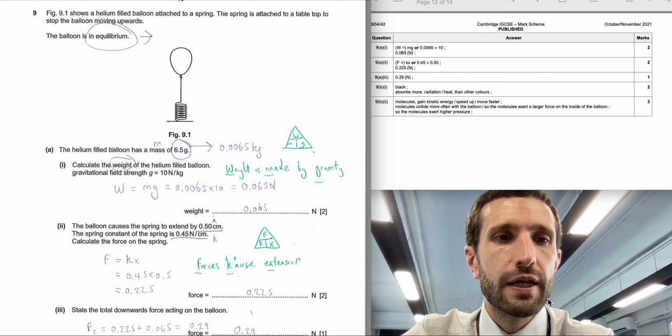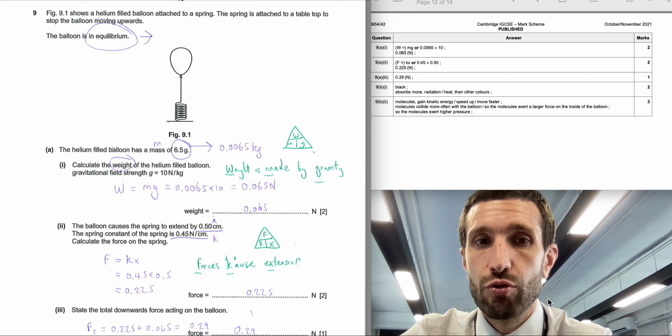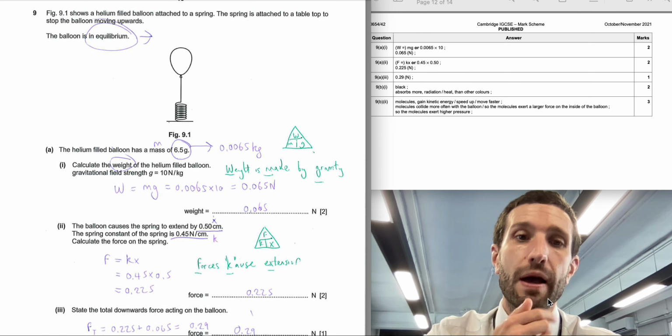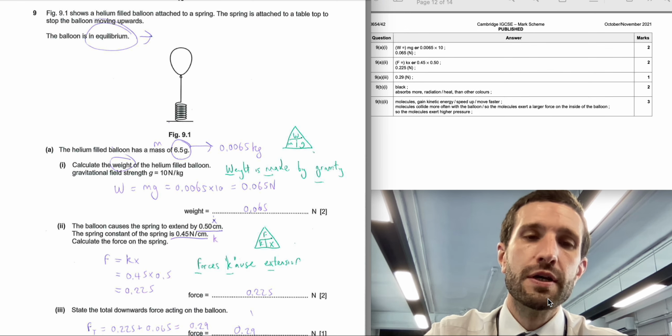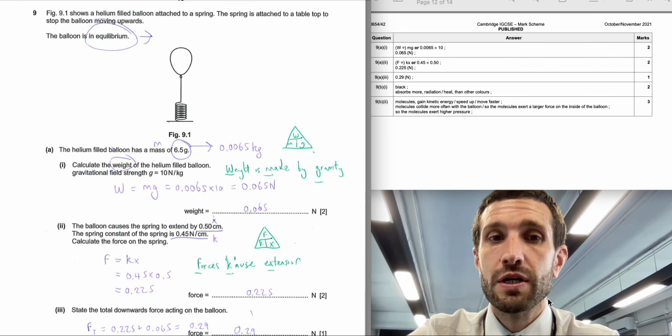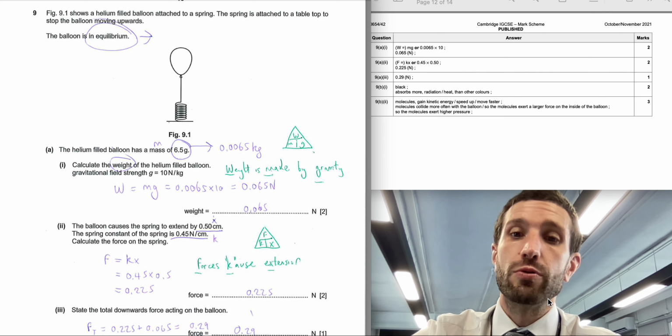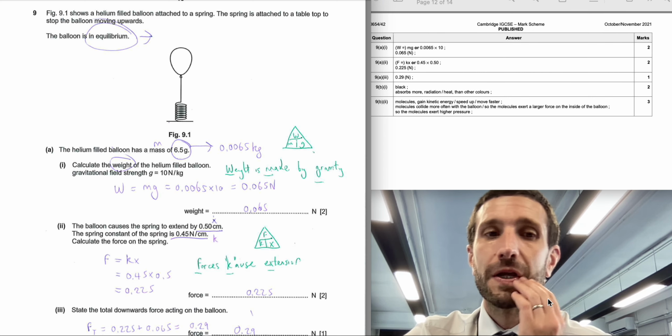We are told that the helium balloon has a mass of 6.5 grams. Okay, now, key point there, grams. If you're ever seeing grams, my suggestion is to convert into kilograms. All you have to do is divide by 1,000 to get that value in kilograms.